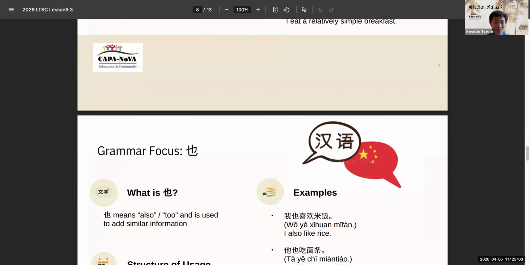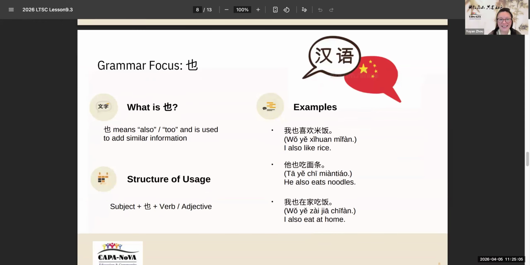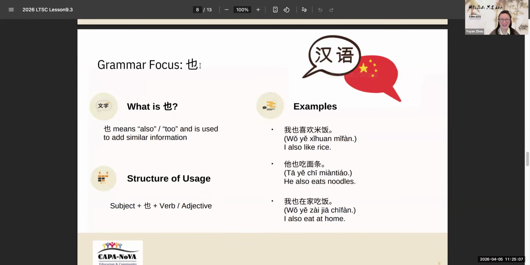So there's actually two more words to look at, and they're not as complicated. The first one is 也, which we kind of talked about earlier. It means also or too, and it's used to describe something that's similar to an object or a thing or event. So the structure is you have a subject and then you have 也, and then you can have a verb or an adjective that follows.